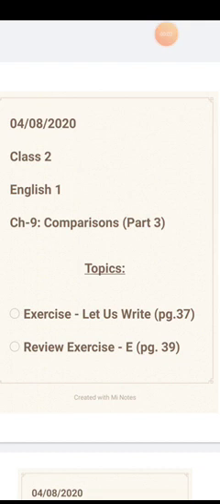Class 2, English 1, Chapter 9, Comparisons, Part 3. Topics for today are the exercise Let Us Write, given on page number 37, and review exercise E, given on page number 39. Children, we are about to complete this chapter on adjectives, or describing words.